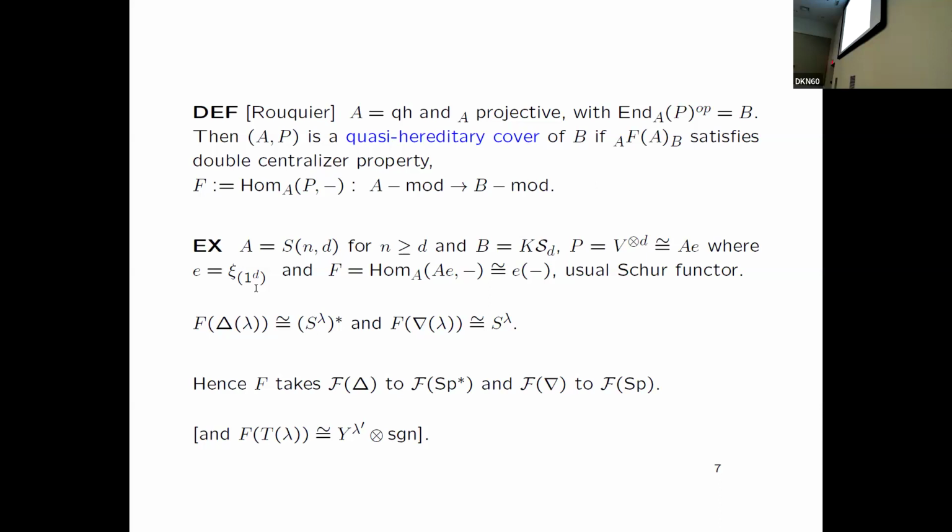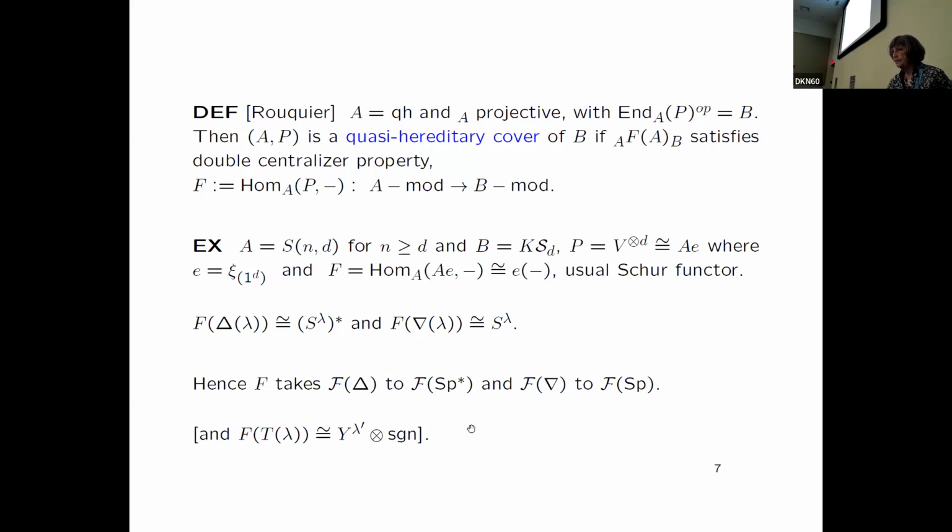So this is a nice functor, it is exact and has a left adjoint, it also has a right adjoint, and this is behind the scenes a lot. The Schur functor takes the standard modules to the dual Specht modules and the co-standard modules to Specht modules. And so it is exact, and therefore it takes the category of modules with delta filtration to the category of modules with dual Specht filtration, and it takes the modules with co-standard filtration to the category of modules with Specht filtration. And you can also say what the tilting modules are taken to. You get the signed Young modules for the conjugate partition.